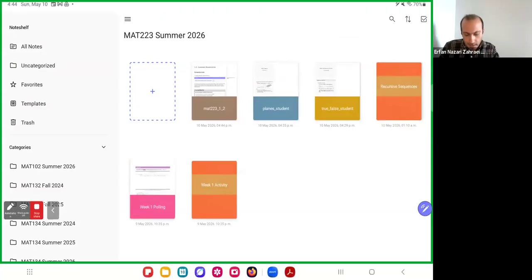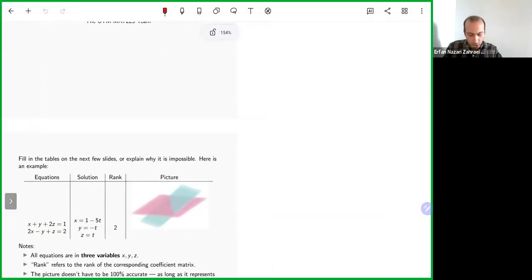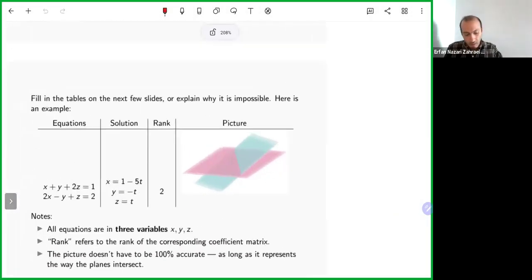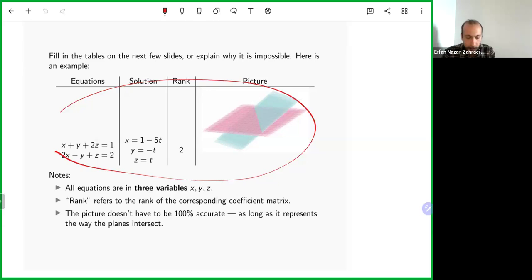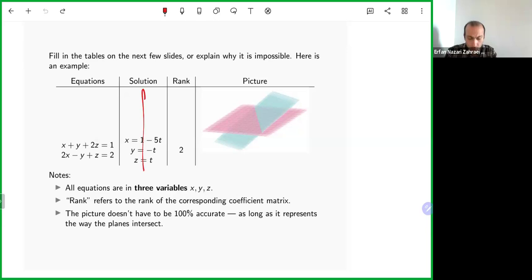Okay, then let's go over the first activity, which is more about geometry. This theorem and the combination of linear systems with a geometric point of view, which is the intersection of planes in R3. We want to fill tables like this: system of equations, number of solutions, rank, and a picture that corresponds to this situation. So this is a solved sample.